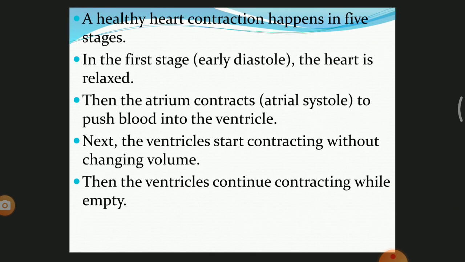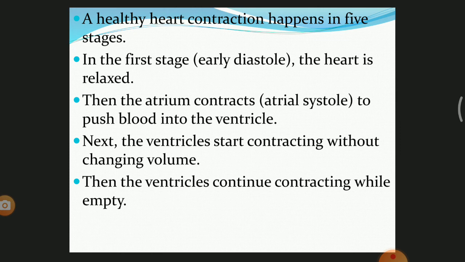A healthy heart contraction happens in 5 stages. In the first stage, early diastole, the heart is relaxed. Then the atrium contracts, atrial systole, to push blood into the ventricle. Next, the ventricles start contracting without changing volume. Their volume stays the same as they start contracting.